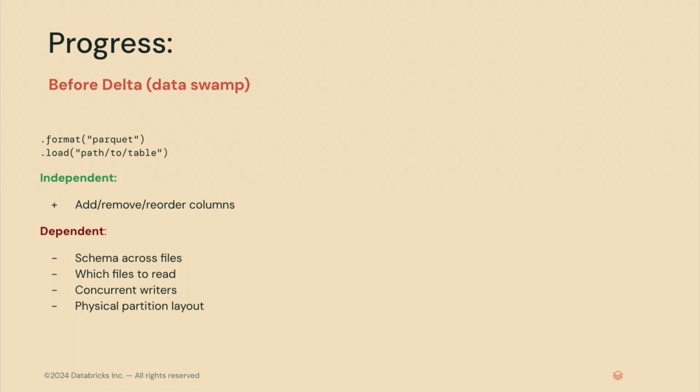And so we've made a lot of progress in the Lakehouse over the years towards more and more data independence. Back in the data swamp days, when you were using either Parquet or CSV or whatever, there was a lot of data dependence in your code. Your code had to reason about, well, what files do I go look at? How do I reason about the schema across those files if they're different? How do I reason about concurrent writers?